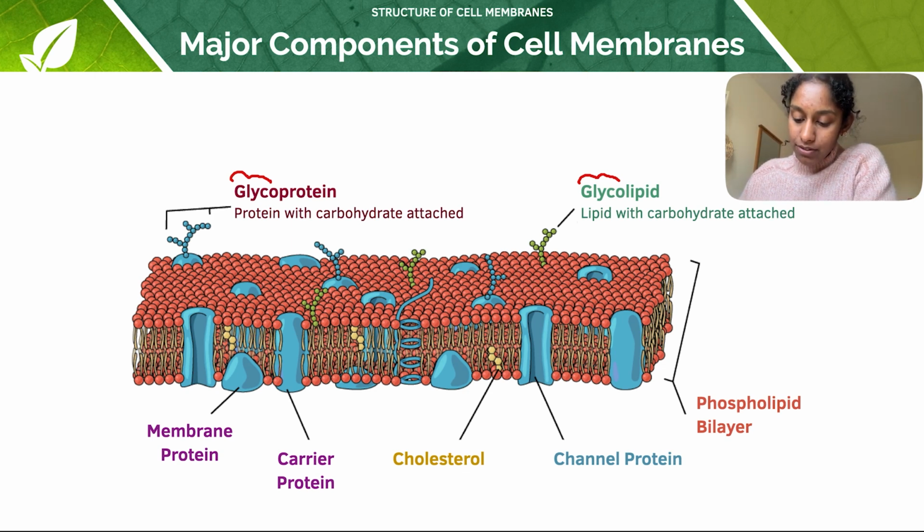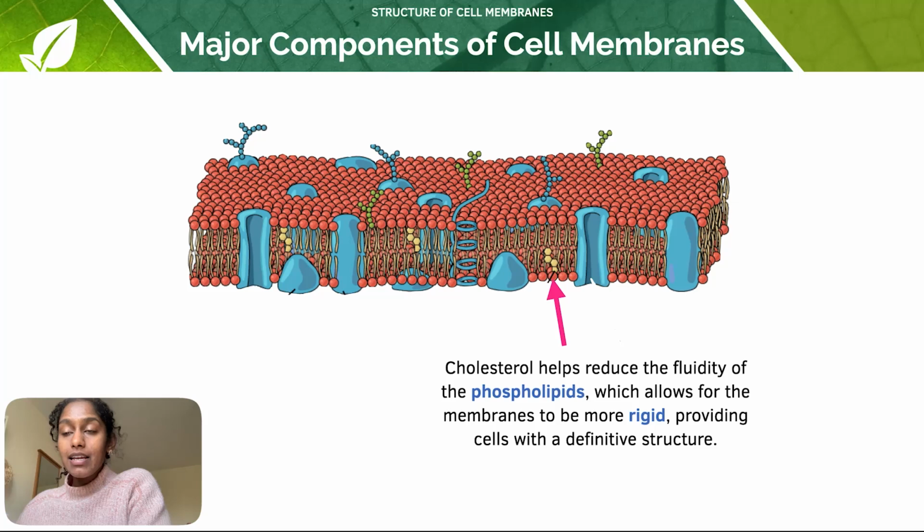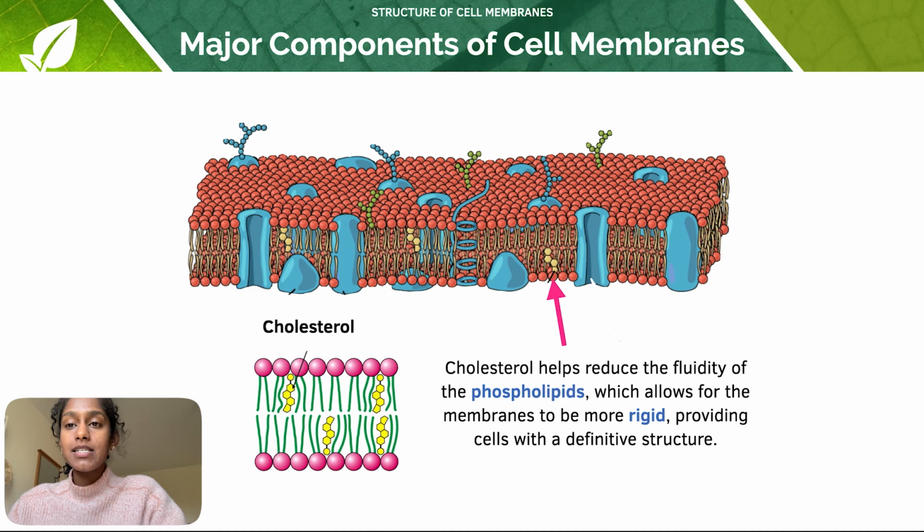And then we have these channel proteins, as discussed earlier. We have cholesterol scattered throughout the phospholipid bilayer as well. Cholesterol helps reduce the fluidity of the phospholipids because we need our membranes to have quite a nice rigid structure in order to protect our cells and also to provide a definitive structure to our cells. So this is how our cholesterol embeds within our phospholipid layer.